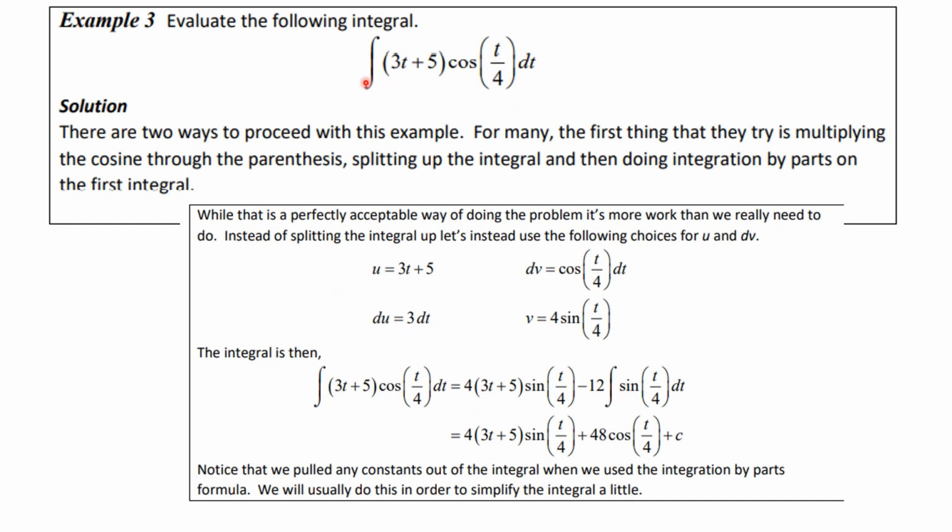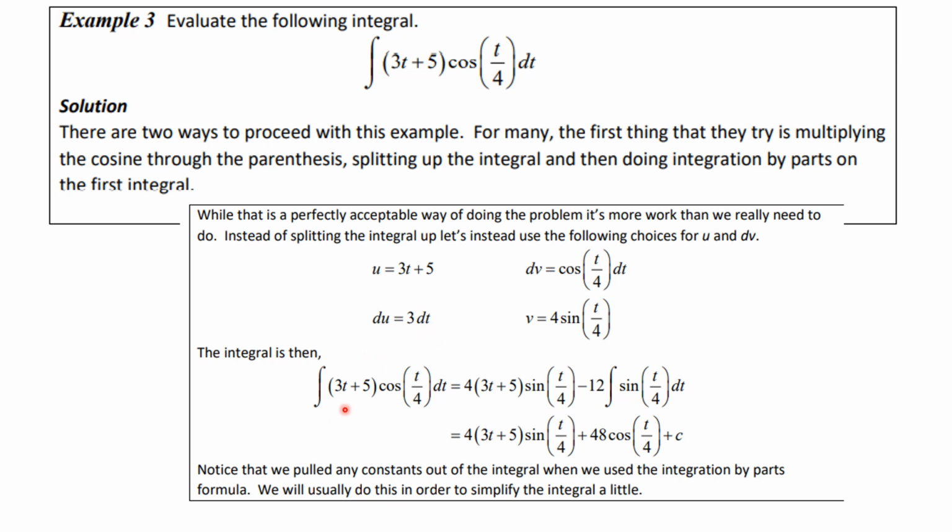And so we're finding the indefinite integral of (3t + 5) times cosine of t over 4 dt. Now, in this case, we will let u equal 3t plus 5, and everything else has to be dv. So this is going to be cosine t over 4 dt. Now we do some computation. Here we're going to integrate dv, we're going to get v. Here we're going to take the differential or the derivative of u times dt, and that is du.